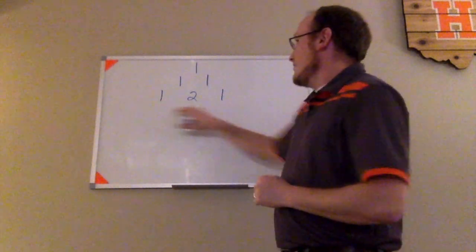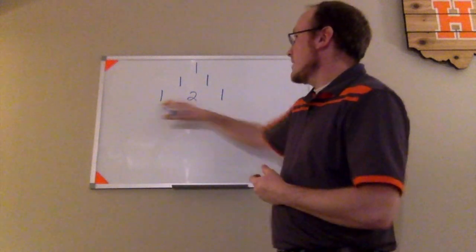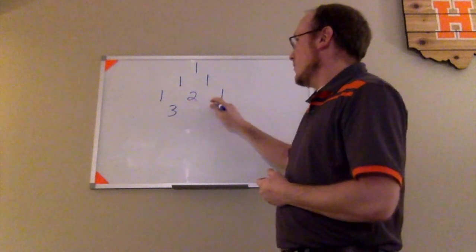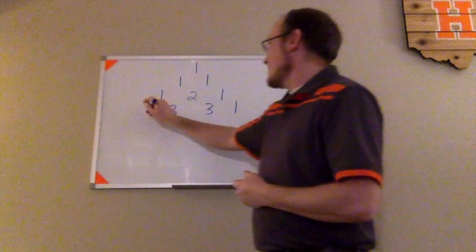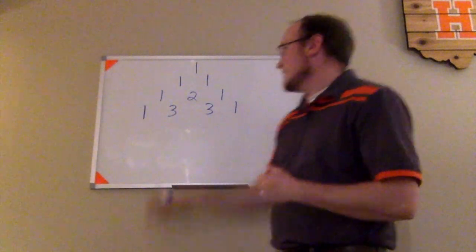So now that I have this row, I'm going to build the next row by adding these 2 neighboring numbers together. 1 and 2 make 3. 2 and 1 make 3. And adding an extra 1 on the end of the row. I'm going to continue this process as many times as I need.